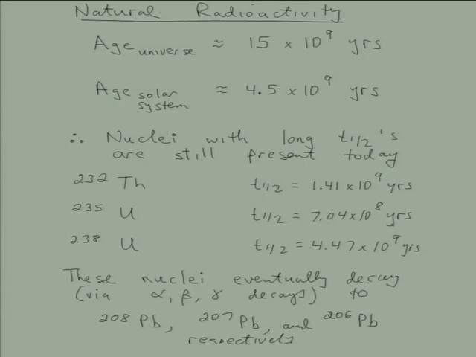Called natural radioactive decay. The age of the universe, of course, is about 4.5 billion years, and these are examples of isotopes which are still around because their half-lives are long. We should look at these two for a second.